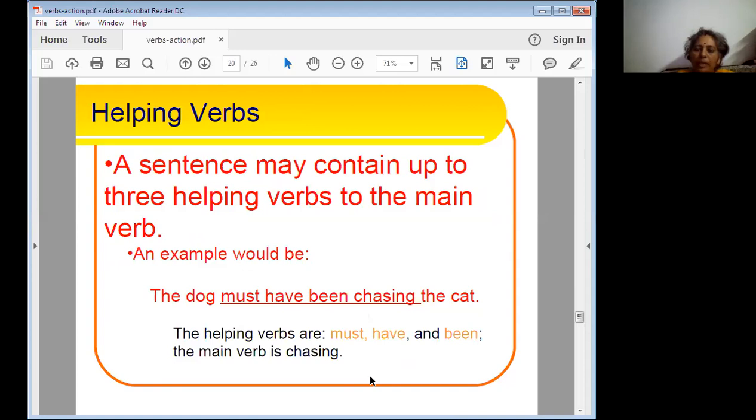A sentence may contain up to three helping verbs with the main verb. Here is the example you see. The dog must have been chasing the cat. The helping verbs are must, have and been. The main verb is chasing.